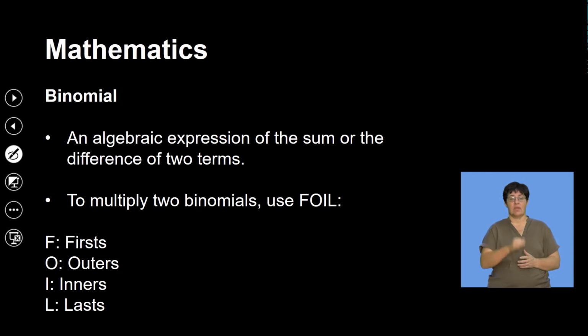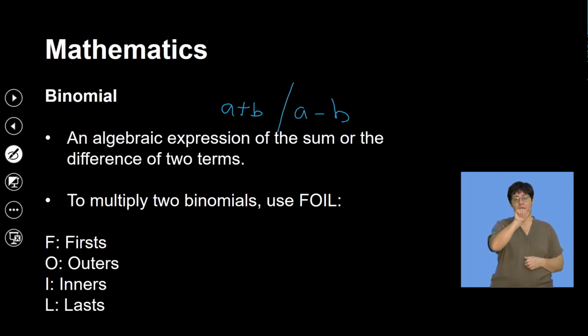Now, a binomial is an algebraic expression of the sum or difference of 2 terms. So this will be either A plus B or A minus B. That's what a binomial is about. It's when we have 2 terms. Now, to multiply 2 binomials, we use what we call FOIL. And FOIL is an abbreviation of certain rules that we use. The F stands for first, the O stands for the outers, the I stands for the inners, and the L stands for the last.